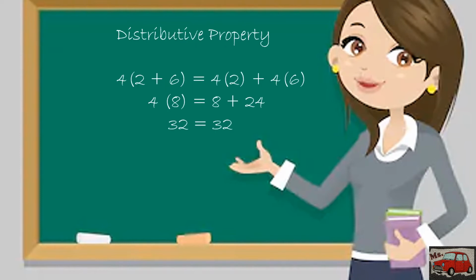Distributive property. So, sinasabi dito na same lang ang sagot kapag minultiply ko si 4 dun sa sum na 2 and 6. Kapag ginawa kong 4 times 2 plus 4 times 6, same lang din yung sagot. So, kaya siya tinawag na distributive kasi nga, dinistribute ko muna yung addends at minultiply ko sa 4.